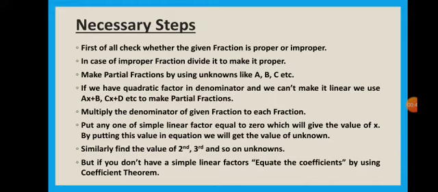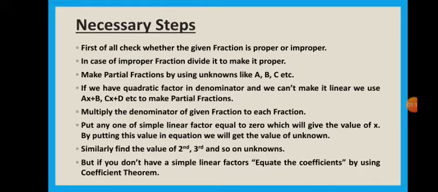First of all, check whether the given fraction is proper or improper, and then in case of an improper fraction, divide it to make it proper. If the given fraction is proper, then we will make the partial fractions by using A, B, C for linear factors, and Ax plus B and Cx plus D, and so on, for quadratic factors.